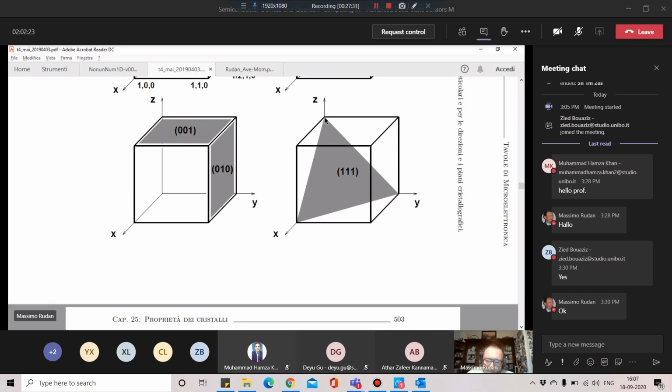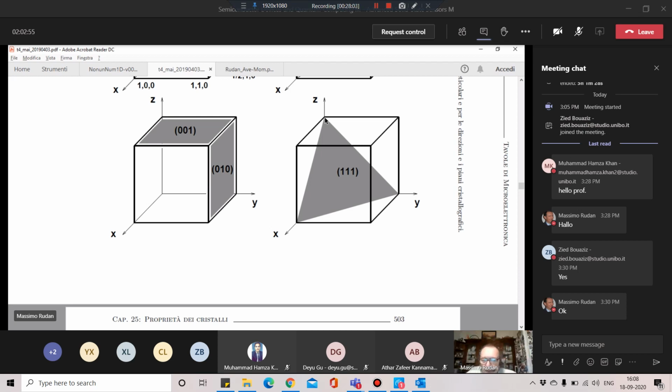So this is just a starting point. We count the intercepts, sorry, with the axis. We count the distance of the intercept with respect to the origin, okay? This intercept must be a node. So we simply count how many characteristic vectors we need to reach the intercept from the origin, okay?